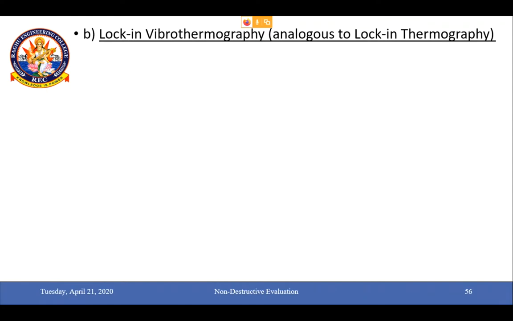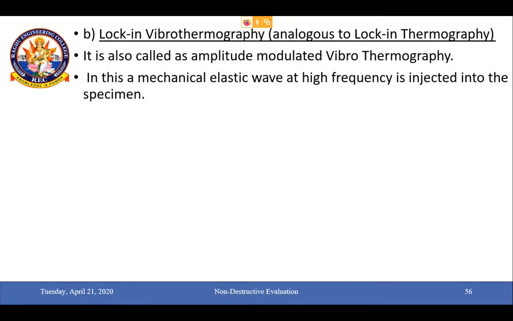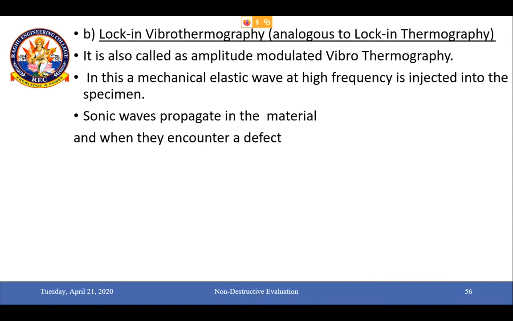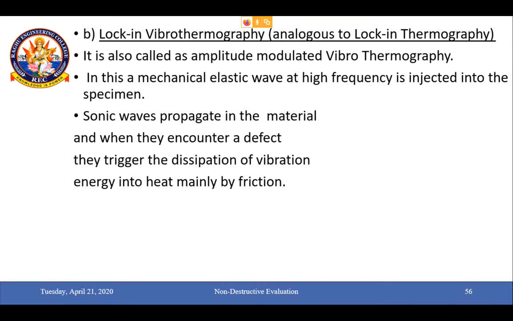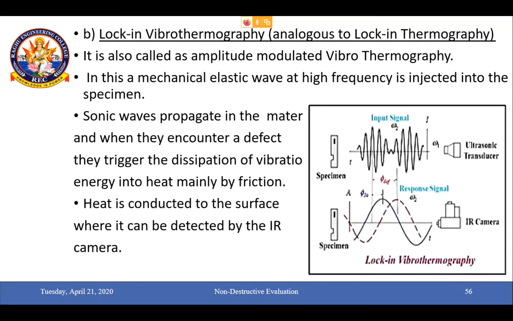Lock-in vibrothermography is analogous to lock-in thermography. It is also called amplitude modulated vibrothermography. In this, a mechanical elastic wave at high frequency is injected into the specimen. Sonic waves propagate in the material, and when they encounter a defect, they trigger the dissipation of vibration energy into heat, mainly by friction. Heat is conducted to the surface where it can be detected by the IR camera. At the side there is one more image, with an input signal and an output signal. The response signal is also read out by your IR camera. Obviously there is a difference because of the defects which are present.